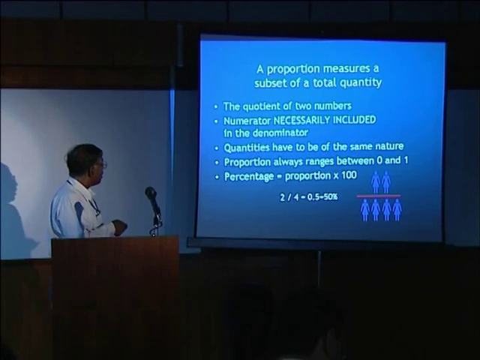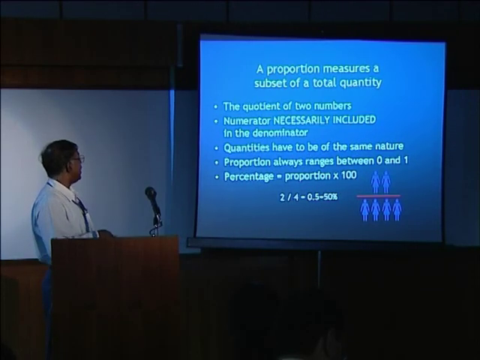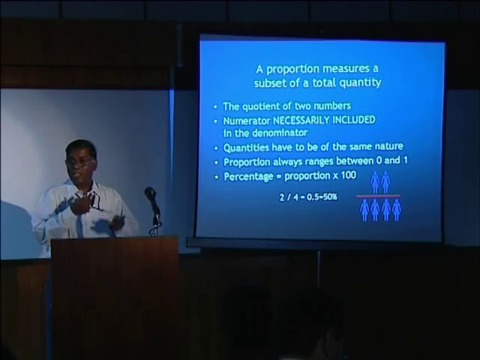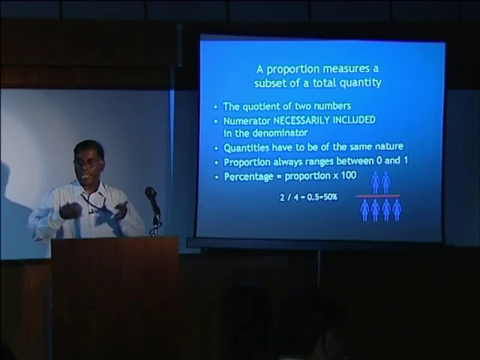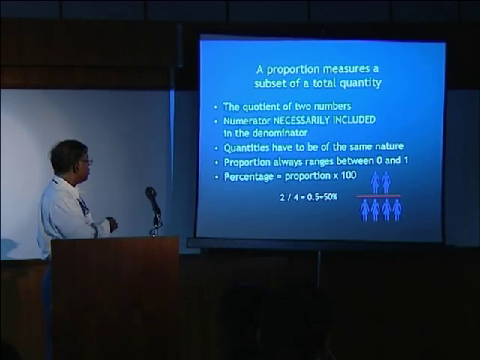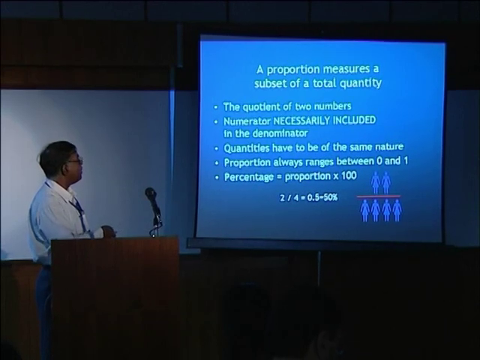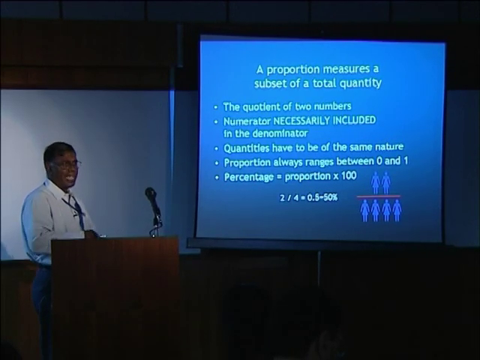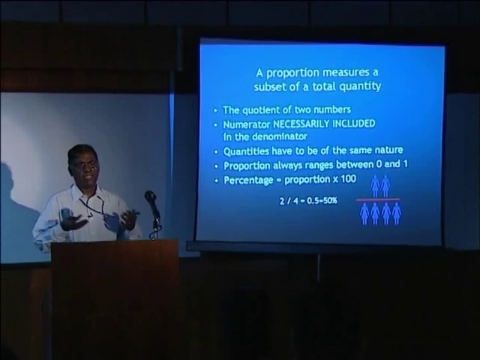Okay? The quantities have to be of the same nature. So you can't add, say, mangoes and apples together; it has to be the same. So the proportion always ranges between 0 and 1. We can multiply it by 100 and then say the percentage.